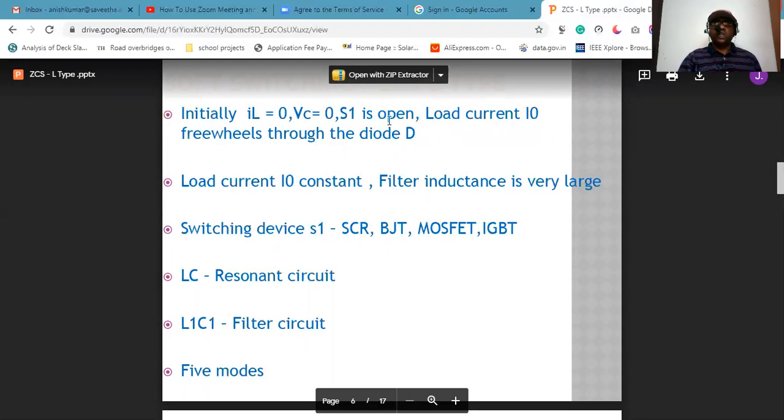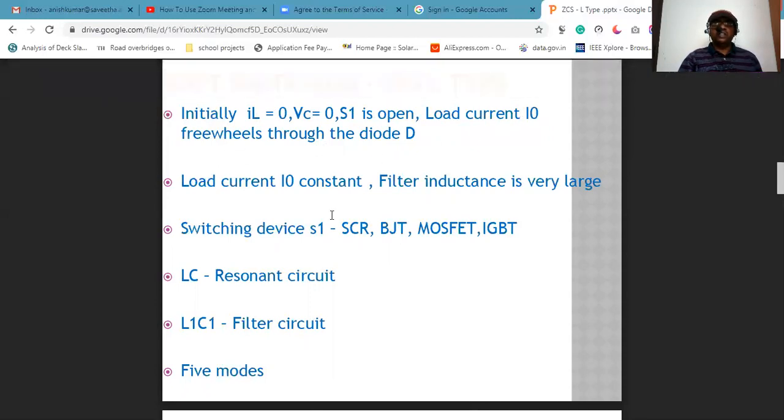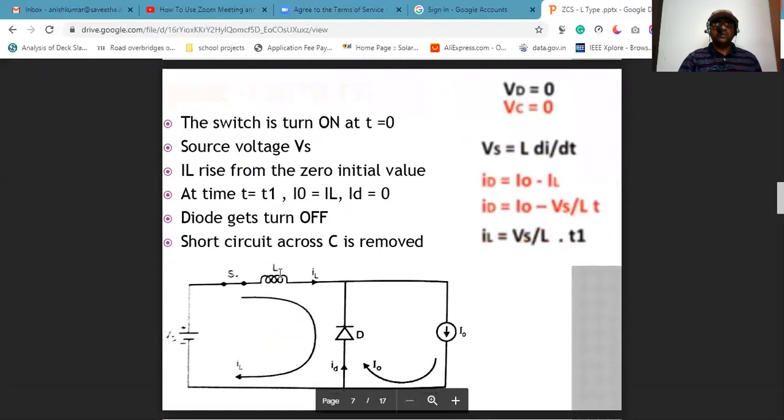The switch S1 is open. The load current Io flows through the freewheeling diode. There are 5 modes: mode 1, mode 2, mode 3, mode 4 and mode 5.